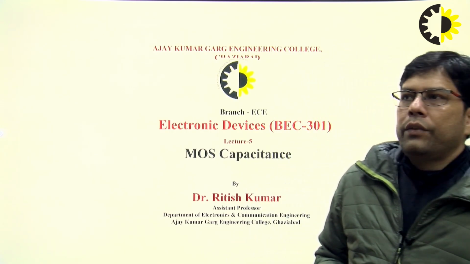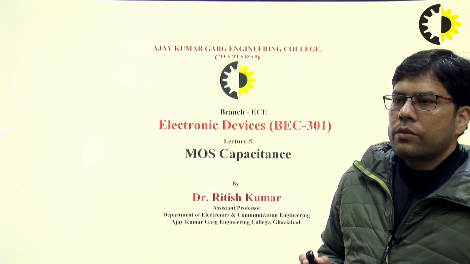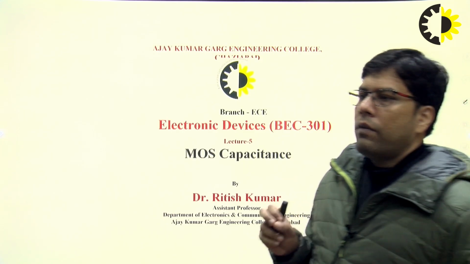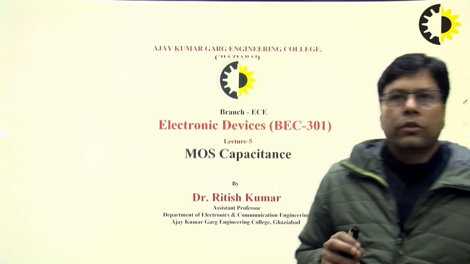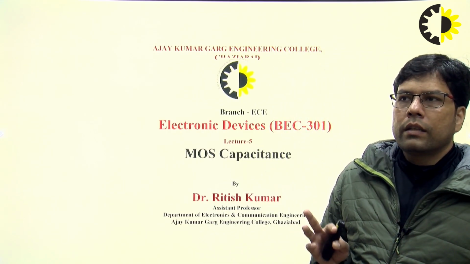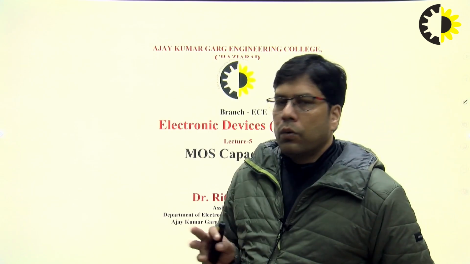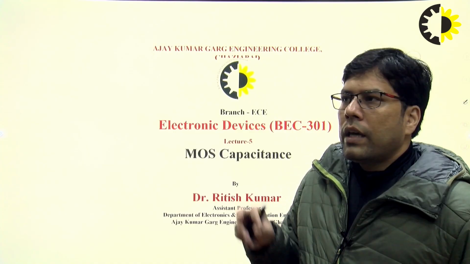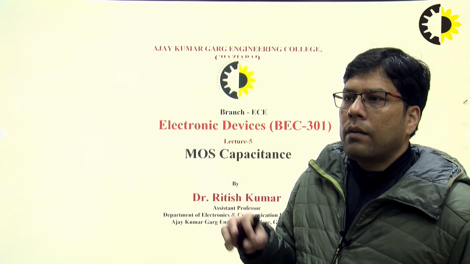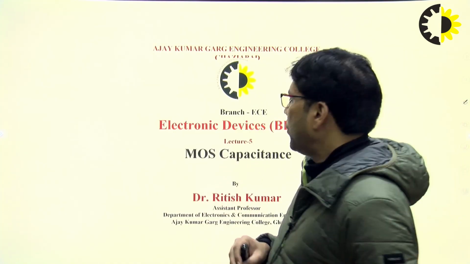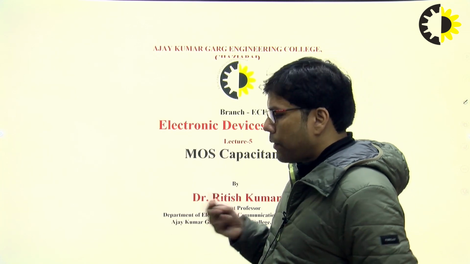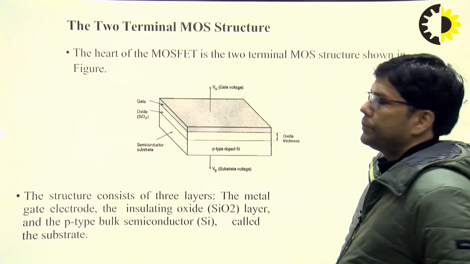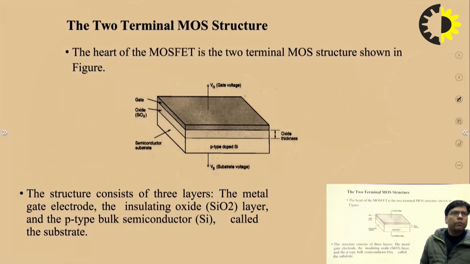As we know, a capacitor has two metallic plates, and between these two metallic conductors we have a dielectric material. So this is the structure of a basic capacitor. If I correlate this capacitor with the MOS structure, we can have a comparison with the capacitor. So here, this is a two terminal MOS structure.